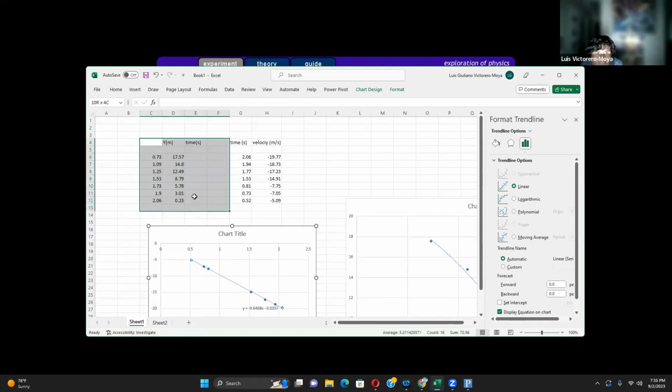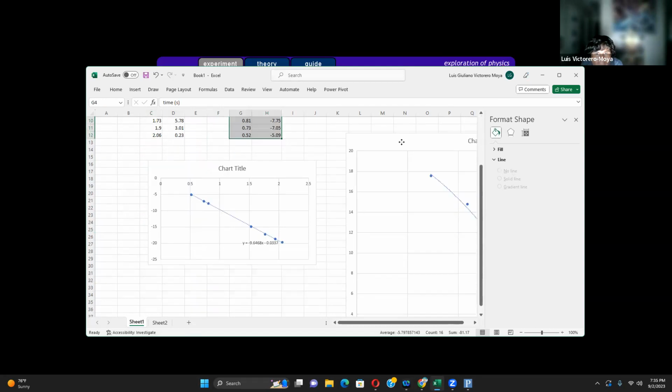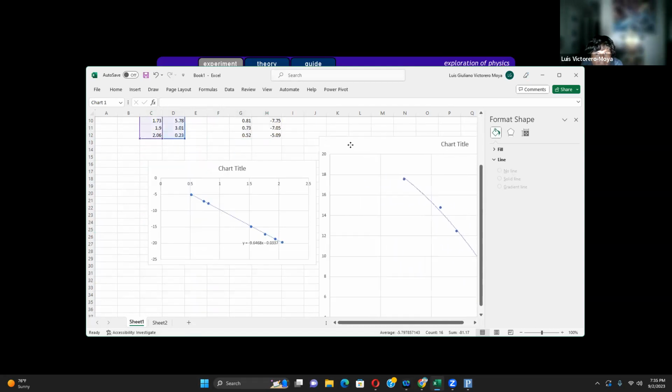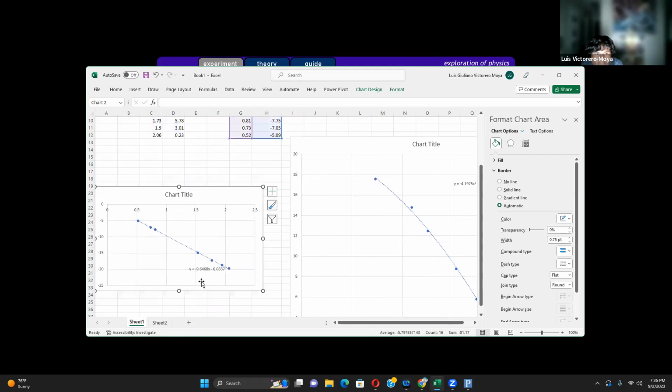For position versus time, and then velocity and time. And look at the graph I got. So this is velocity versus time. Look at the slope there. In a velocity versus time graph, the slope is the acceleration. So I should get the acceleration of gravity here. And that's pretty close. Not bad, right?